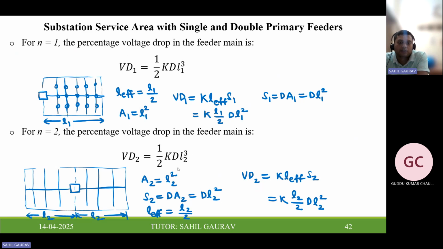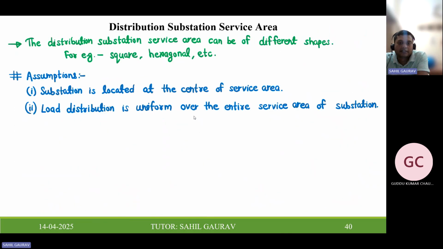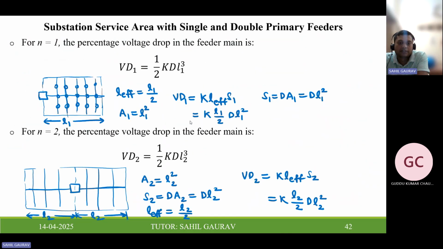And for 2 primary feeders, here A2 will be L2 square, S2 will be D L2 square, and L effective will be L2 upon 2. So this voltage drop is similar to that of the single primary feeder, but it is at a distance of L2 upon 3 from the substation node.